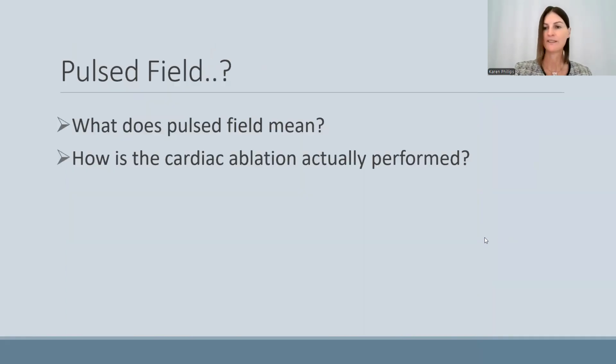All right, you're probably still wondering, what does pulsed field mean? You've explained everything about electroporation, but where did pulsed field come from? And how is this new cardiac ablation actually performed? How is it different from the other types of ablation procedures?